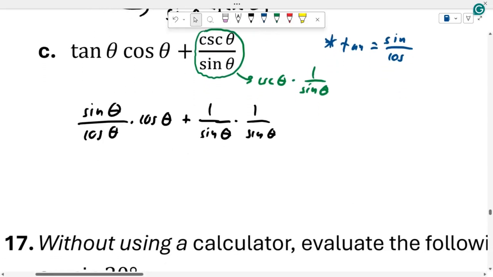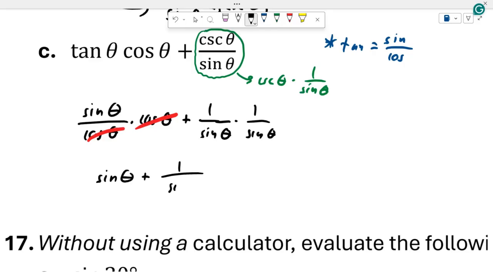So if I take a look at what I have here, my first term is sine of theta divided by cosine of theta times cosine of theta. Well, those cosines cancel. So my first term is just sine of theta, plus 1 over sine of theta times 1 over sine of theta. Well, that can be rewritten as 1 over sine of theta, squared.